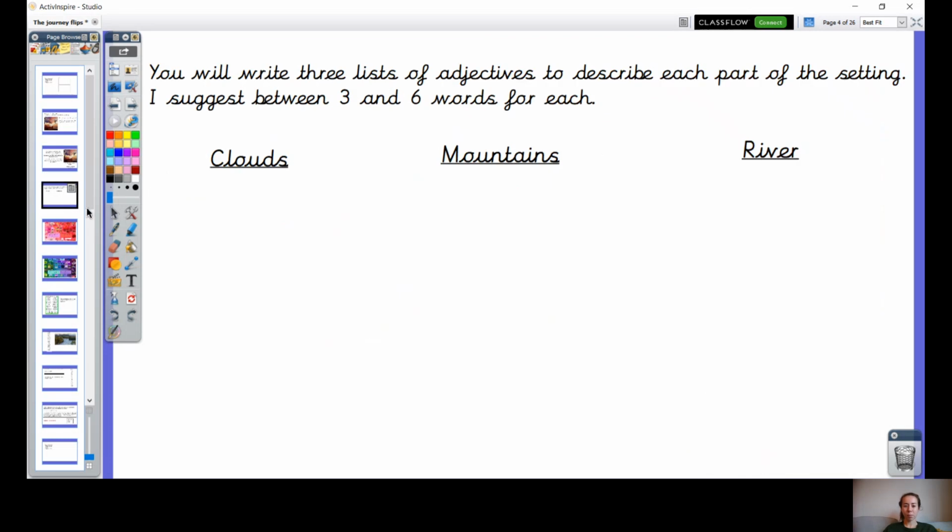Right, today we're going to be writing 3 word lists. Okay, we're going to be writing a list to describe the clouds, a list to describe the mountains, and a list to describe the river. Now, what I'd like you to do is find a really sensible place in your inspiration station, copy down these 3 list titles so that you've got a little bit of space to write some words underneath each one. Pause the video and do that now.